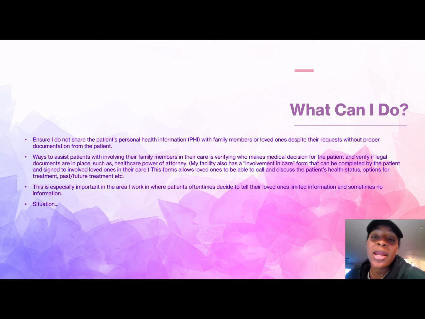If the patient does not have this but does desire for a family member to be involved in their care or have access to their health information, we have a form that is called an involvement of care form. I'm not sure if other facilities have this, but we do have it at my facility, and it allows the patient to list either an individual or multiple individuals who they are okay with their healthcare team discussing their care with.